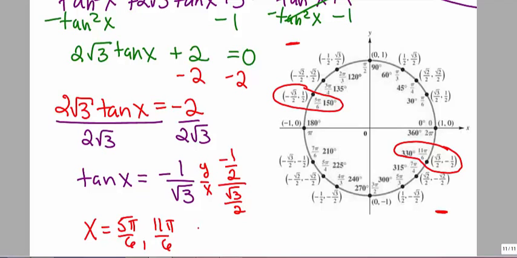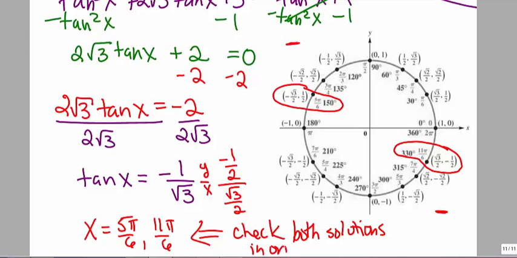Now, one of the things that we have to be careful about is that we want to make sure that we check both solutions in the original equation. So when we square both sides, we have to be careful that we check our solutions. Sometimes squaring both sides gives us solutions that don't work in the original equations. So we're going to go back to the original equation and we're going to check both of these solutions.